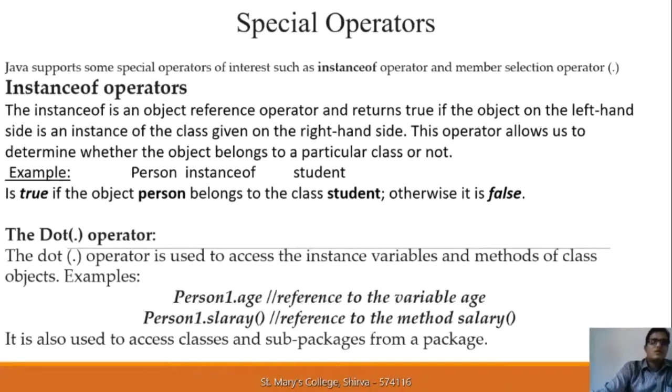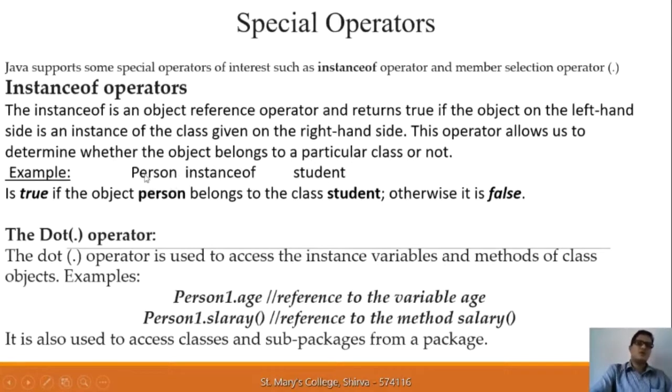And next, our operator is the special operator. This will be asked as a 2 marks question. This is a very important question. Here we are first using the instanceof operator. The instanceof operator is used to identify whether an object belongs to a particular class or not. What is the purpose of the instanceof operator? To check whether the object belongs to a particular class or not. If it belongs to the particular class, it returns true. If it does not belong to the particular class, it returns false.